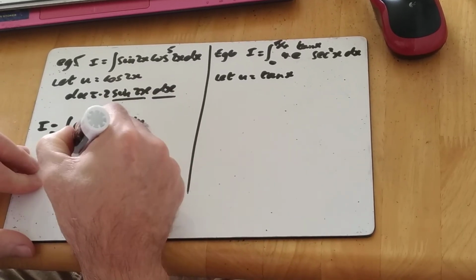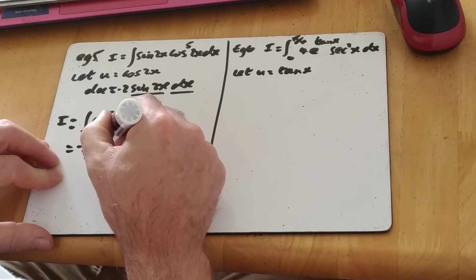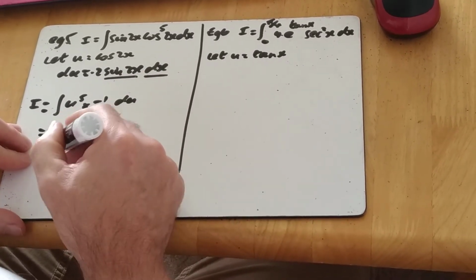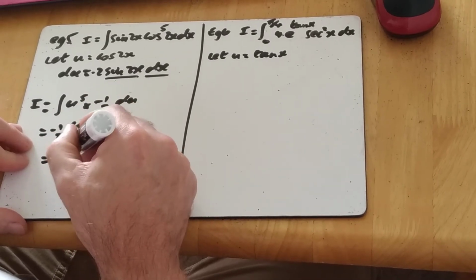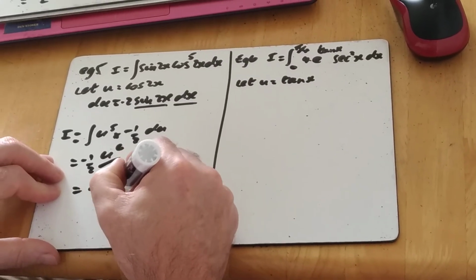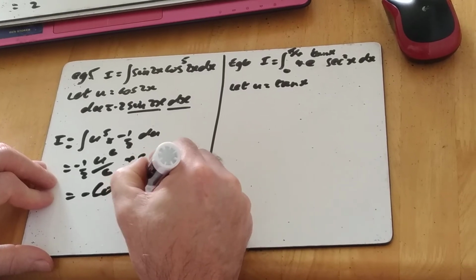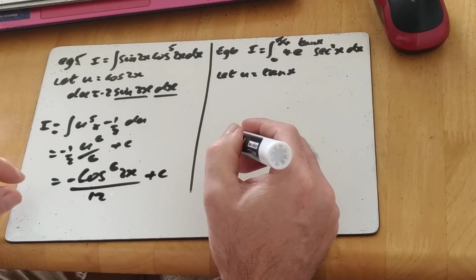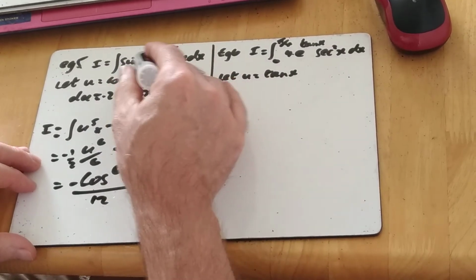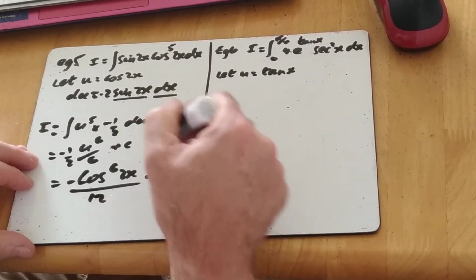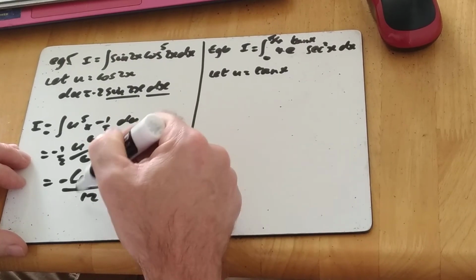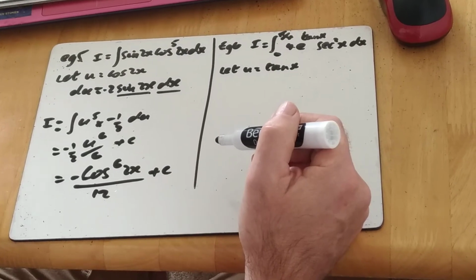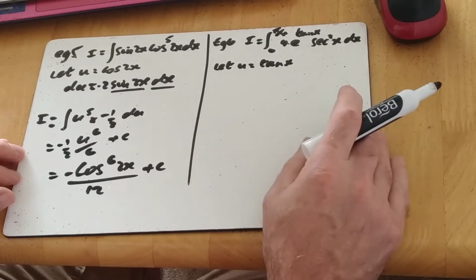So I've got minus a half and then integrate u to the 5, u to the 6 over 6 plus c. So I've got minus whatever u is, cos to the power 6 2x over 2 times 6, 12 plus c. And I would have got the same answer if I had just done it by inspection, by considering differentiating this cos to the power 6 2x. Well, I've had the 2 and the 6 involved in the constant there. But they want me to do it by substitution, so that's me doing it by substitution.